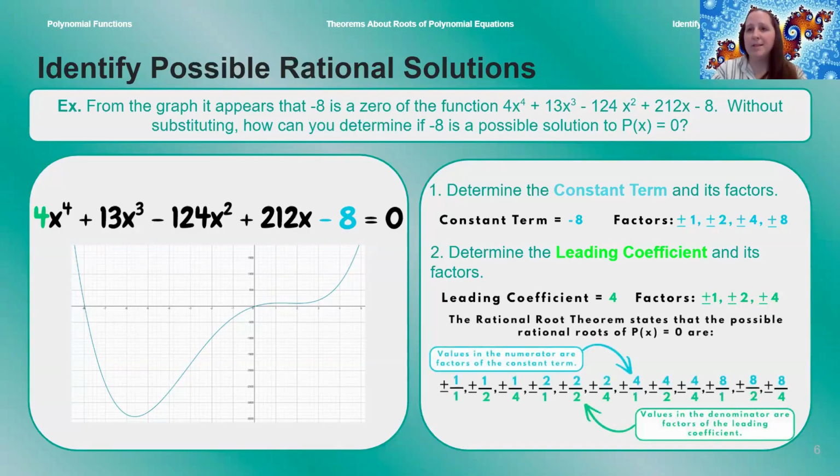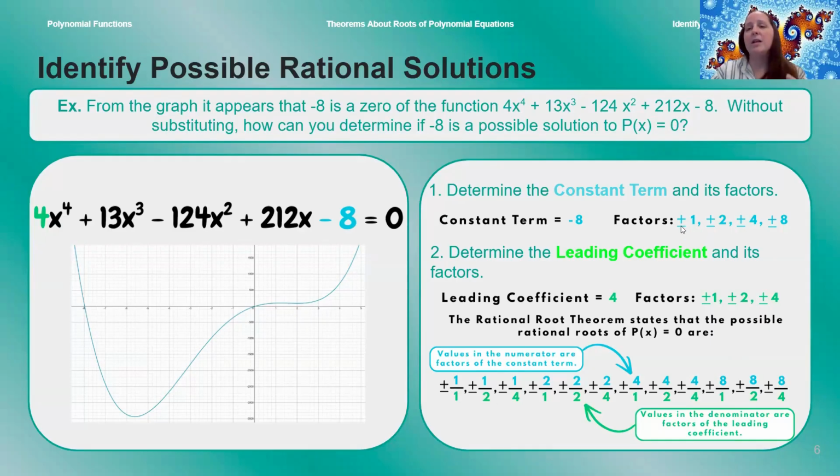The rational root theorem states that the possible rational roots of P of x equals 0 are all of my factors of my constant term divided by all the factors of my leading coefficient, okay? There may be some that overlap. So like 1 over 1 is 1. 2 over 2 simplifies to 1. 4 over 4 simplifies to 1, okay? So you're doing all of the combinations thereof.